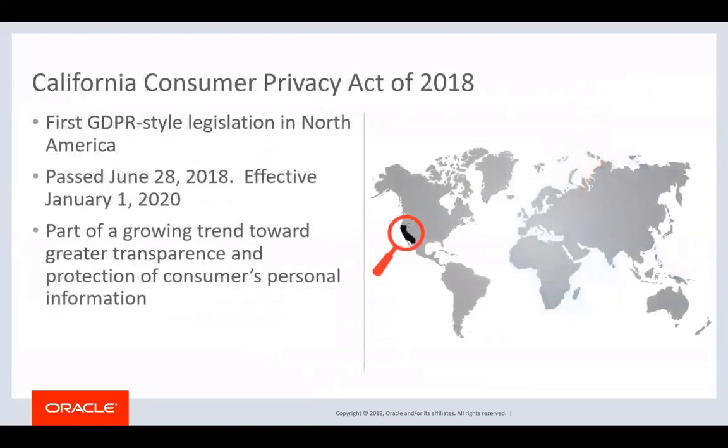New this month is regulation for North America. It is the first time that we've seen GDPR type legislation in North America that establishes a Bill of Rights, if you will, for consumers, and that was passed in California at the end of June. It becomes effective the 1st of January in 2020, and we've talked several times on AskTOM about the trend towards more legislation globally around data security.